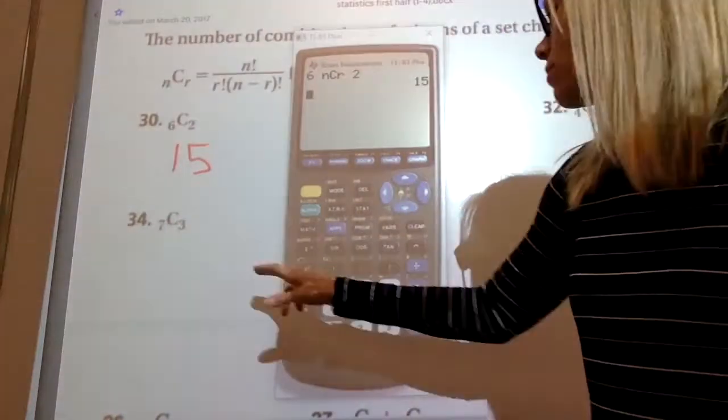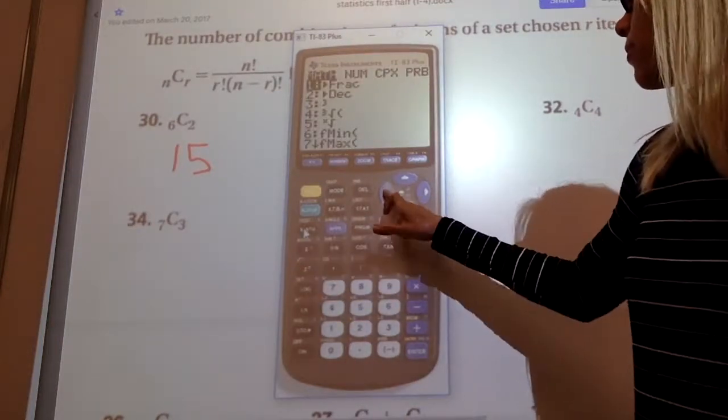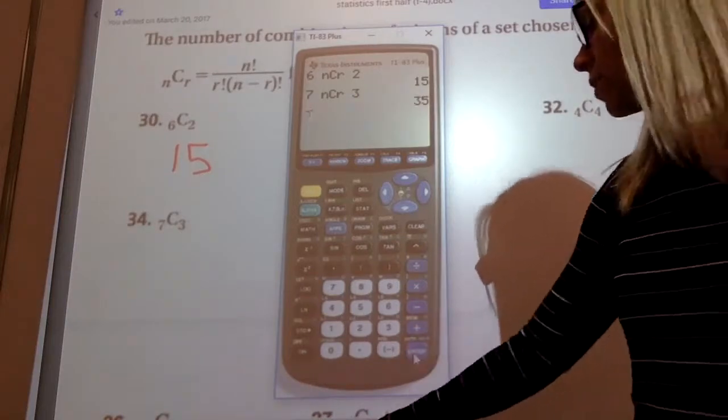And then 7C3, so 7 math, C, and then 3, and that'd be 35.